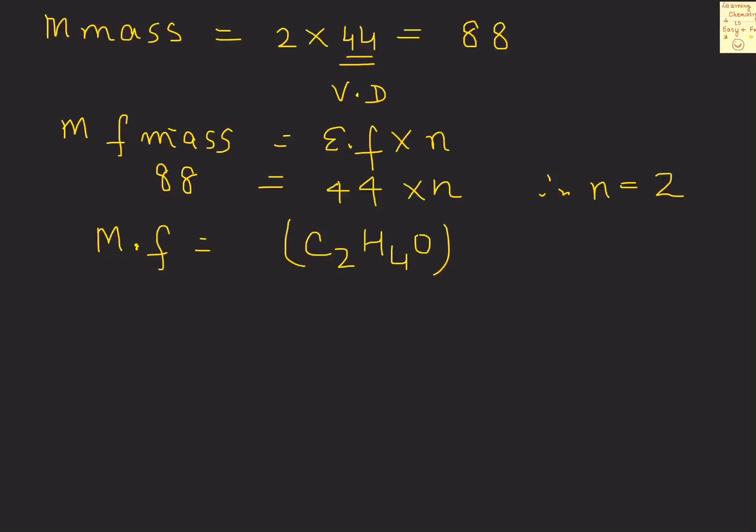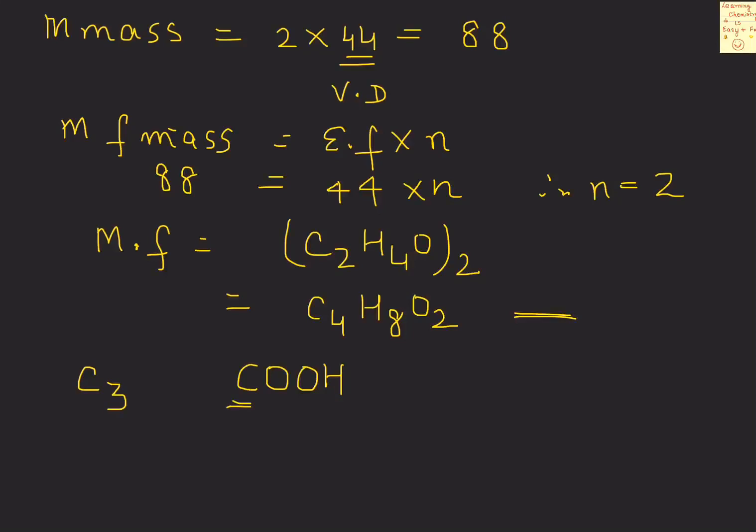C2H4O twice, and we get here C4H8O2. We know that. Can you guess which carboxylic acid it is? Carboxylic acid means we've got COOH, right? Now 1 carbon is used up over here. We are left with 3 carbon. Out of 8 hydrogen, 1 is used up over here. We are left with 7 hydrogen.